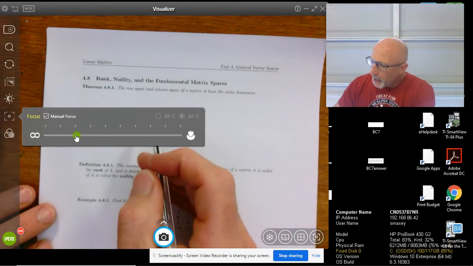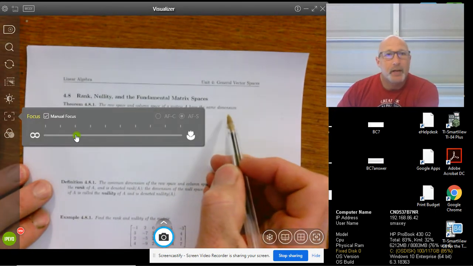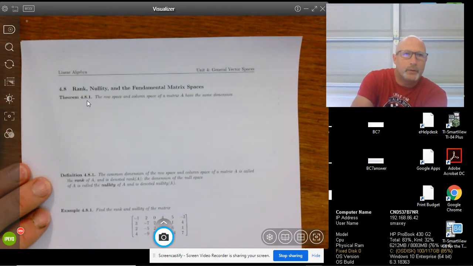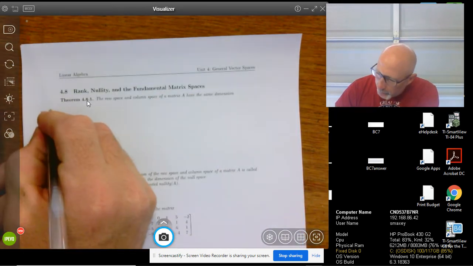So the row space and column space of a matrix A have the same dimension. Okay, so that's the theorem that we're going to be dealing with here. We're going to prove this. So, proof.